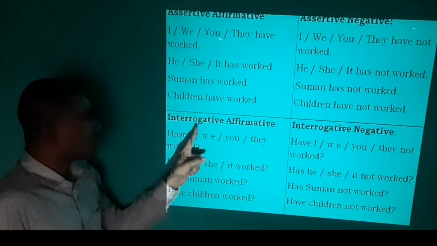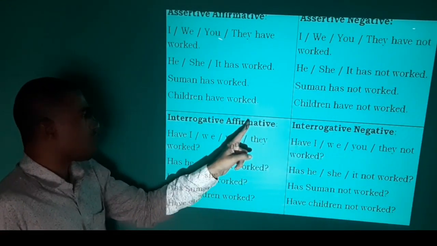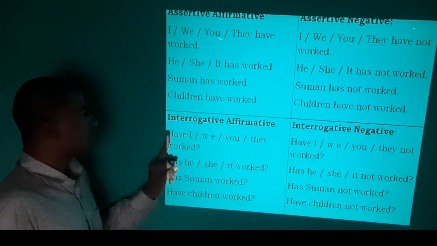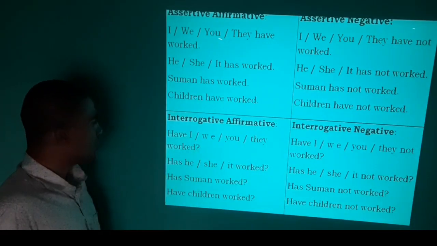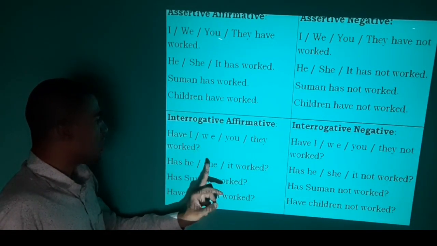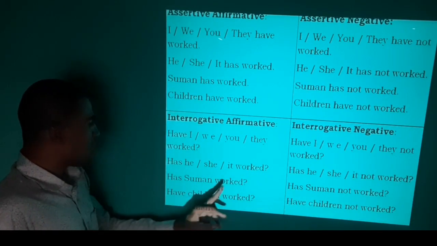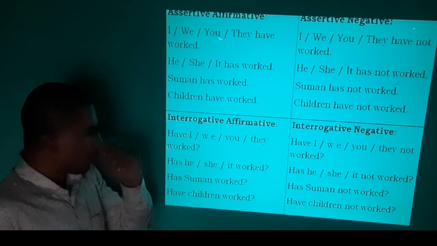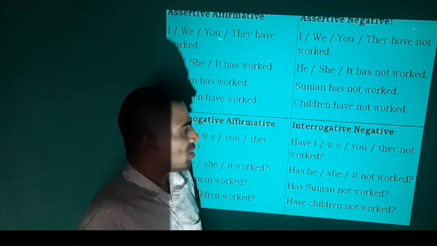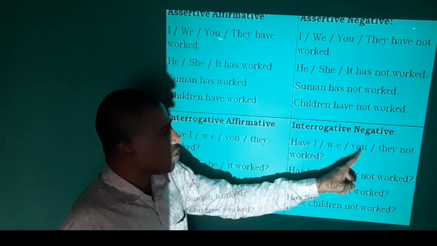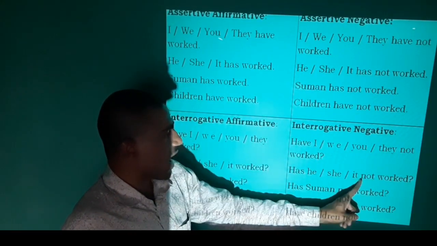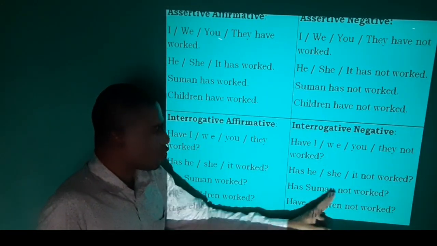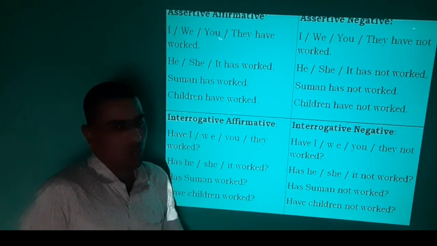If you come to interrogative positive or interrogative affirmative, we go with have I, have we, have you, have they worked; has he, has she, has it worked; has Suman worked; have children worked. If you go with interrogative negative: have I, we, you, they not worked; has he, has she, has it not worked; has Suman not worked; have children not worked.